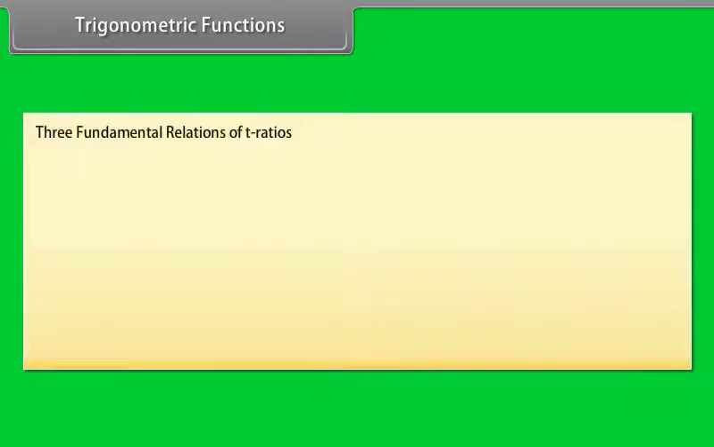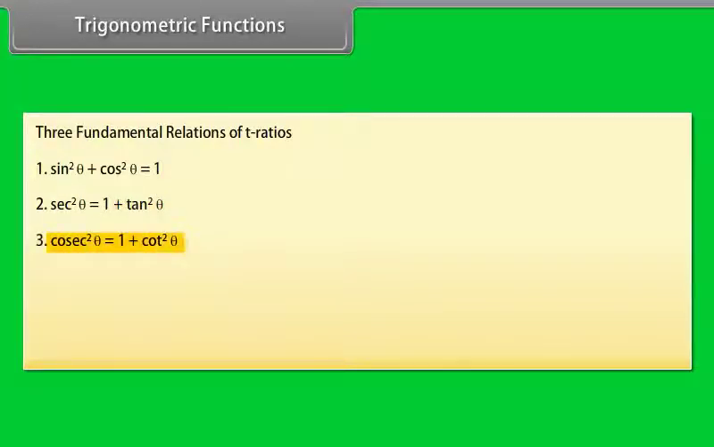Trigonometric functions. Three fundamental relations of T ratios. Sin squared theta plus cos squared theta is equal to 1. Sec squared theta is equal to 1 plus tan squared theta. Cosec squared theta is equal to 1 plus cot squared theta.